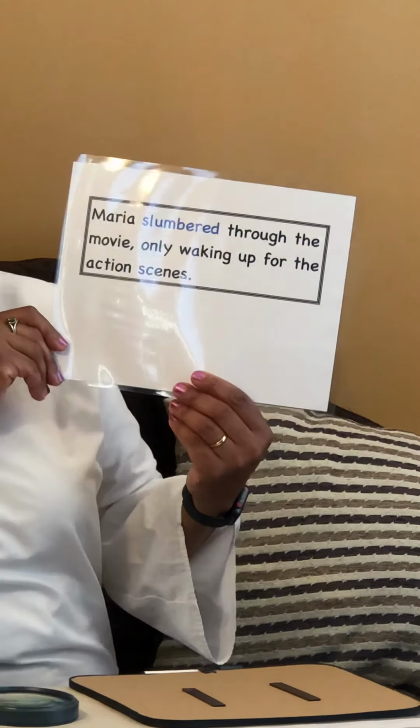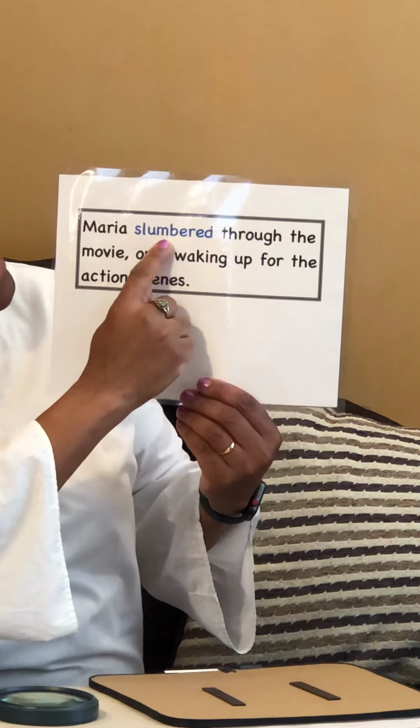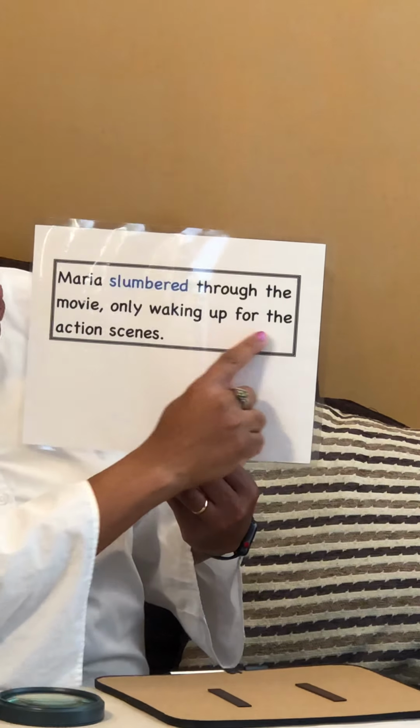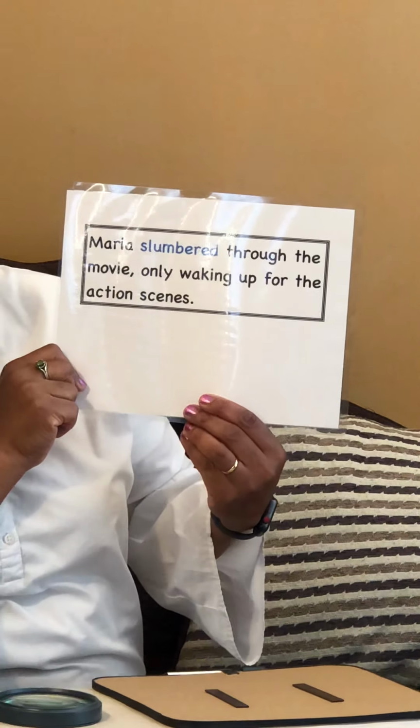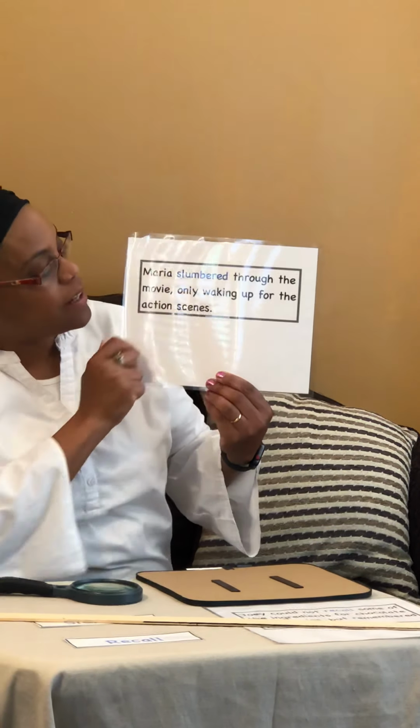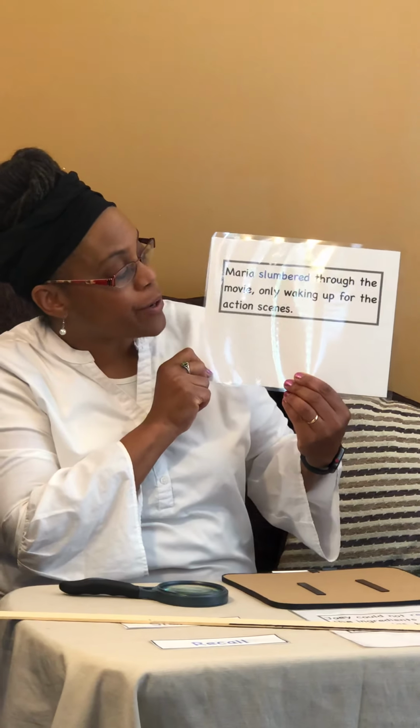In this sentence, it says, Maria slumbered through the movie, only waking up for the action scenes. Now, the unknown word we're focusing on today is slumbered. And the root word for slumbered is slumber. So let's look at this word slumber. Can you guess what this word means? If you say slumber means to sleep or to sleep lightly, then you are correct.